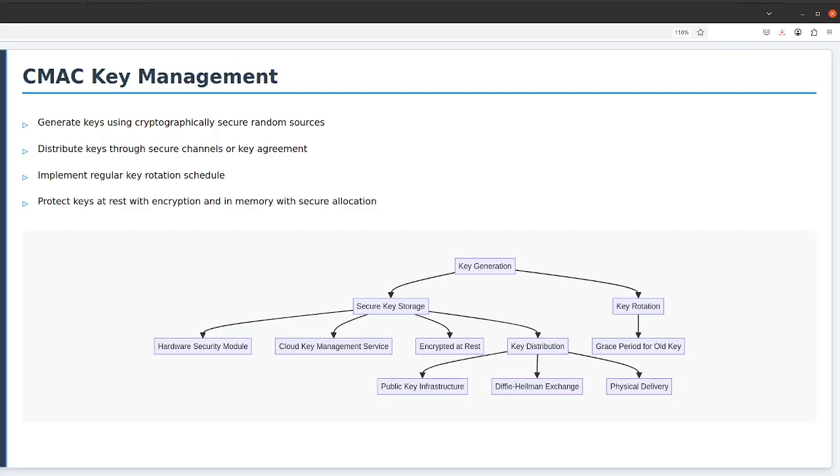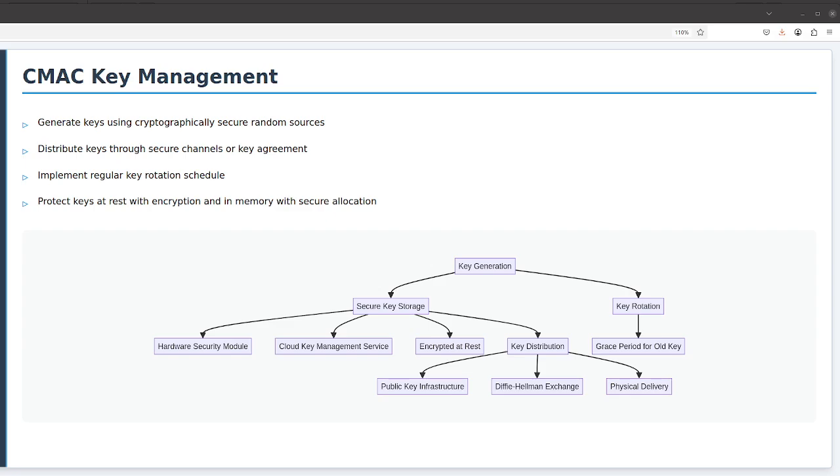Key distribution is one of the most challenging aspects. The secret key must be communicated to both parties who will use it, but must never be transmitted in plaintext over an insecure channel. Options include using a separate secure channel established with public key cryptography, physically delivering keys on secure hardware tokens, using key agreement protocols like Diffie-Hellman to derive shared secrets, or leveraging existing secure infrastructure like key distribution centers in Kerberos environments.